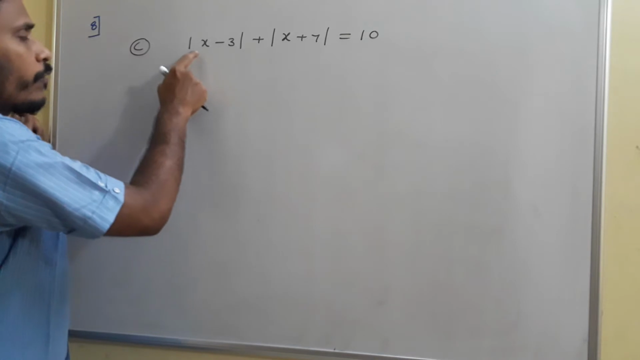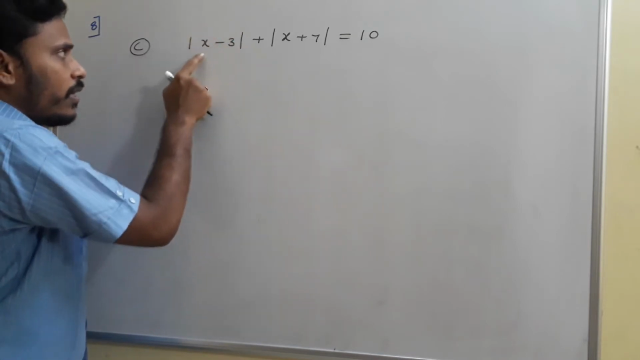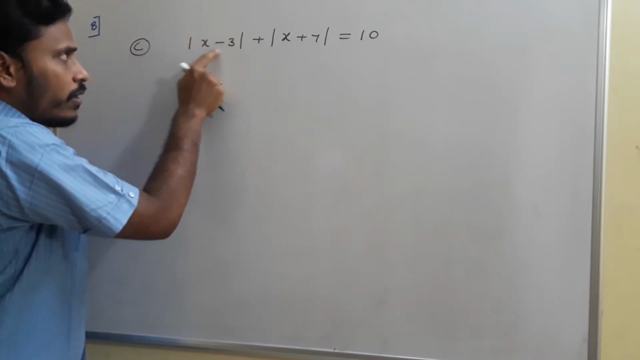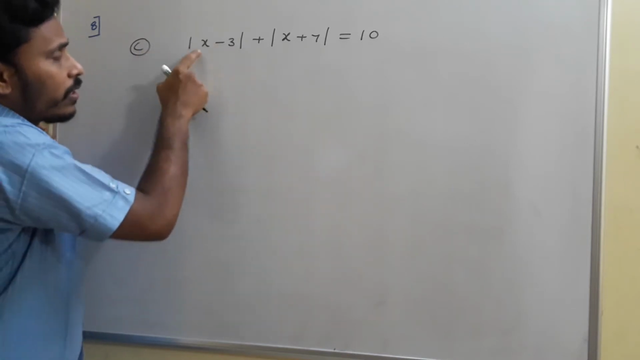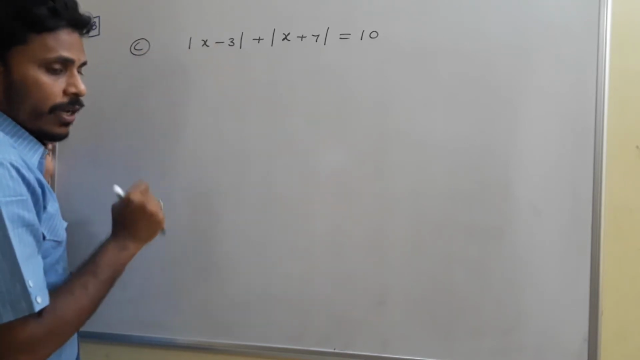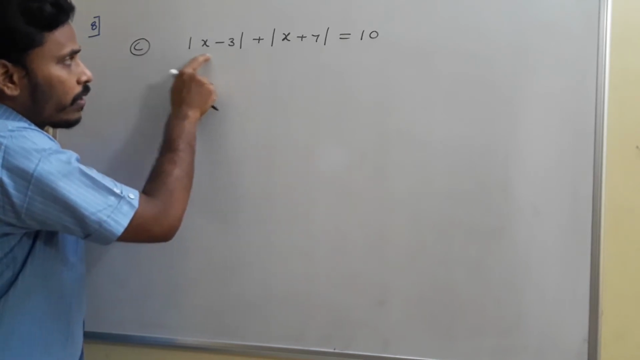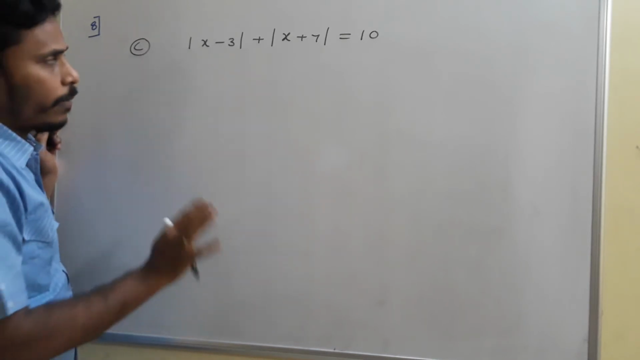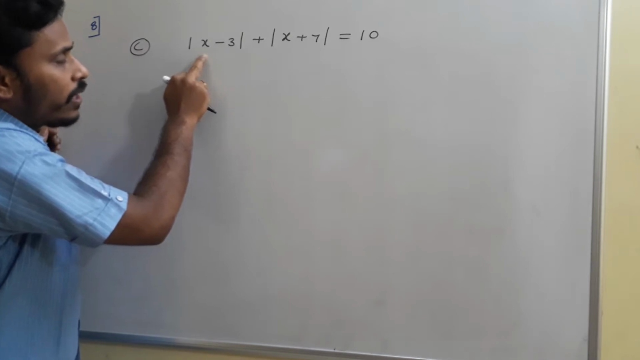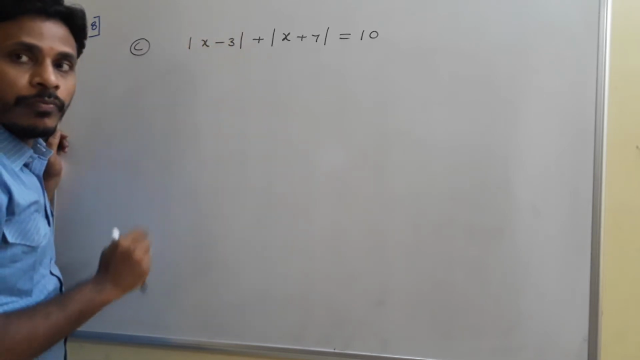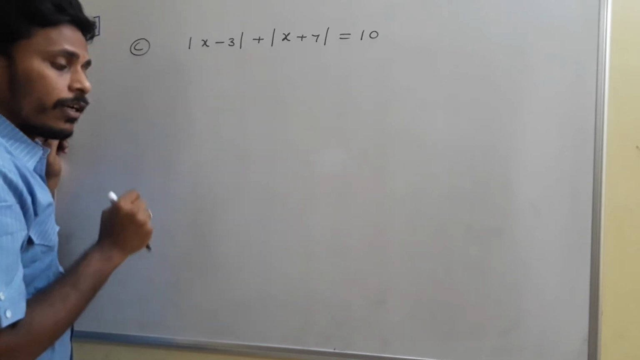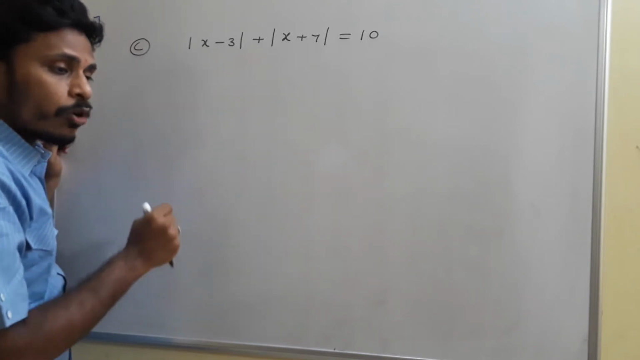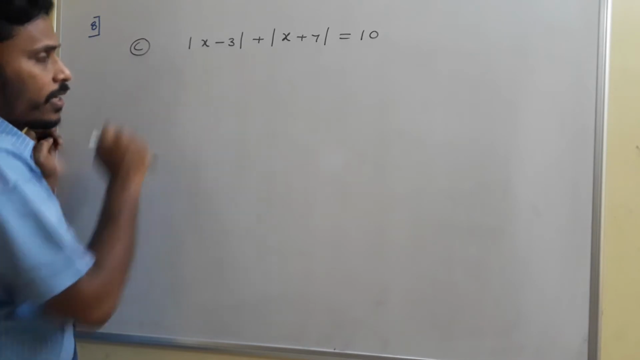For suppose if you think about this modulus of x minus 3, at x equals 3, this x minus 3 is 0. If x is more than 3, this x minus 3 is positive. And for x less than 3, this x minus 3 is negative. That means 3 will decide the positive or negative nature of this x minus 3.